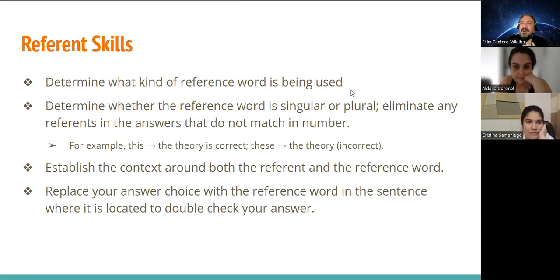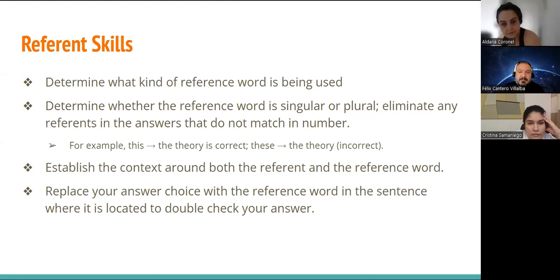Cristina, can you please read one and then pause so I can explain a little more? Determine what kind of reference word is being used. Yes. So in this context, what that means is you have to determine: is it a possessive pronoun, a demonstrative pronoun or demonstrative adjective, etc.? So you have to understand if it's talking about a place, a person, a thing.